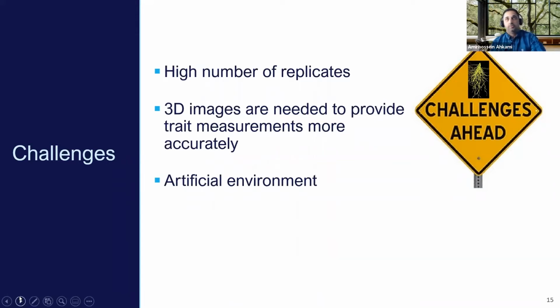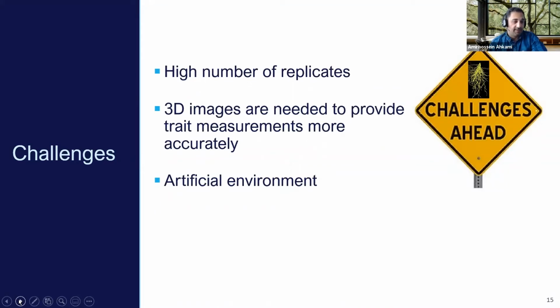Like many other facilities and capabilities, there are challenges with this system as well, and some limitations. We really need to have a high number of replicates when we work with NARI, just to provide more accurate data and for consistency between growing roots. So we need a high number of replicates for sure.